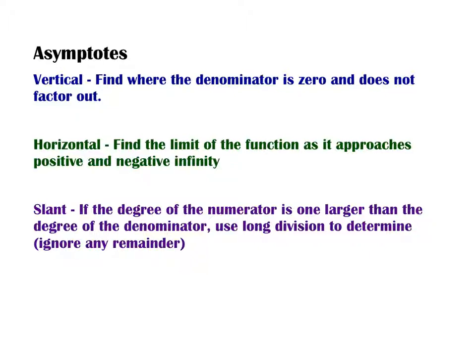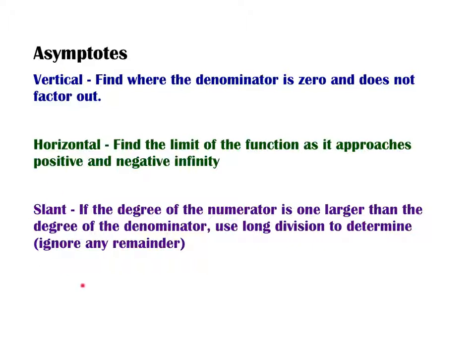So let's start with asymptotes. As you recall from previous lessons, there are three types. There are vertical, there are horizontal, and then there are slant. Verticals are easy, so remember you find those where the denominator is 0, and remember it can't factor out. If it factors out, that's what creates a hole. Okay, horizontals are when we do the limit as we approach positive and negative infinity. Remember, sometimes there's 0, sometimes there's 1, or even 2.